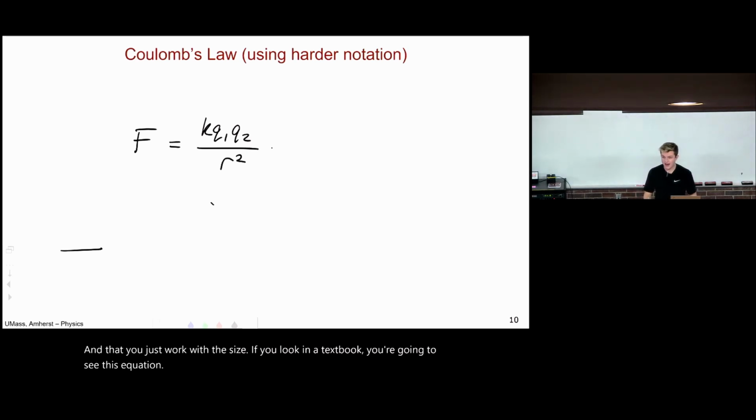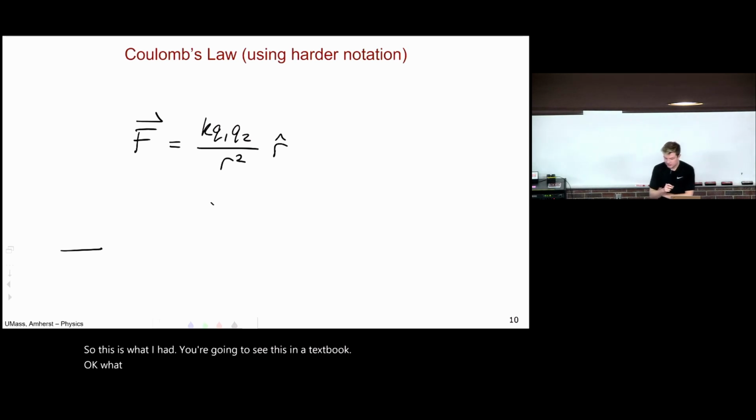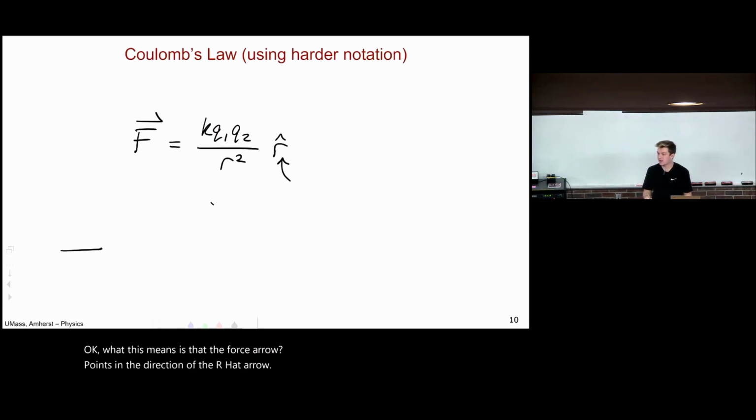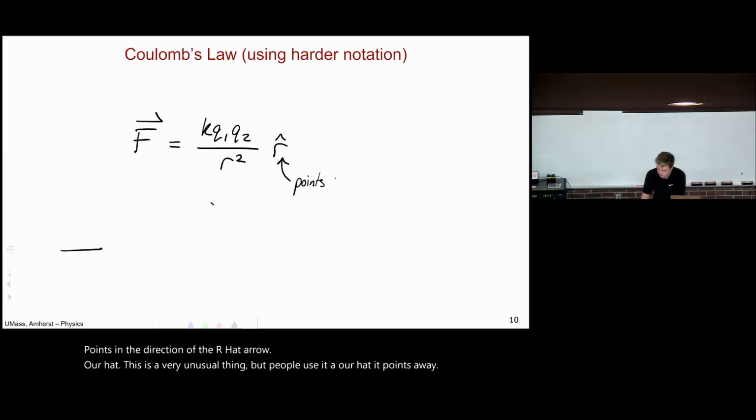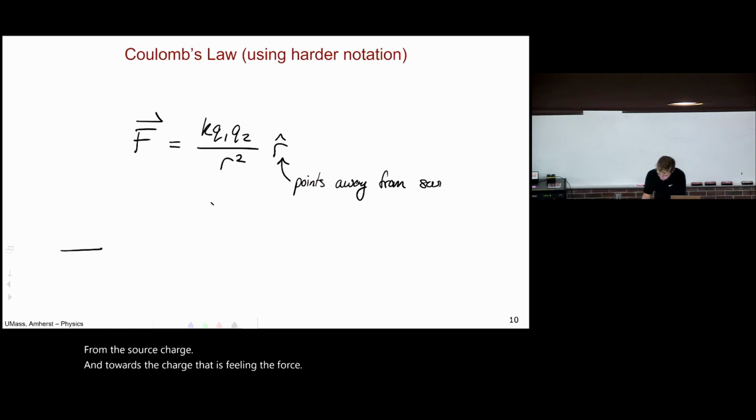So this is what I had. You're going to see this in a textbook. What this means is that the force arrow points in the direction of the r hat arrow. R hat, this is a very unusual thing, but people use it a lot. R hat points away from the source charge and towards the charge that is feeling the force. I'm going to call that the experiencer.